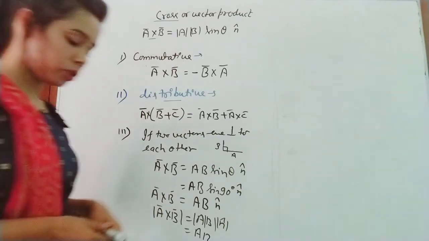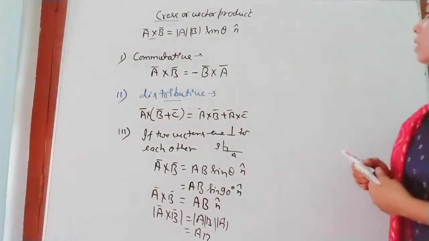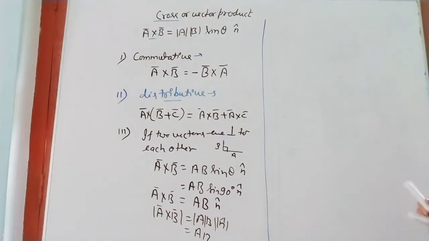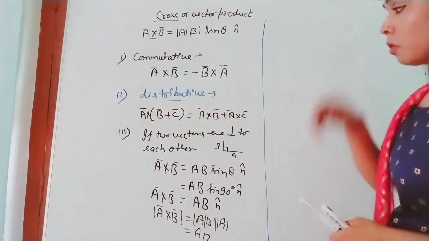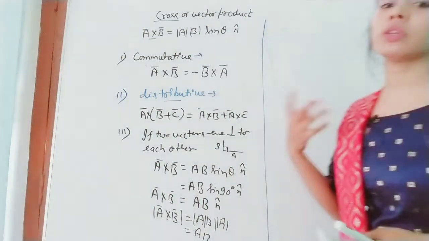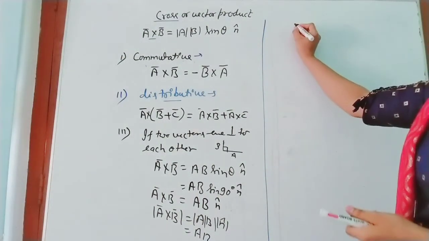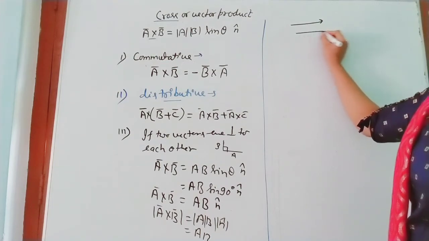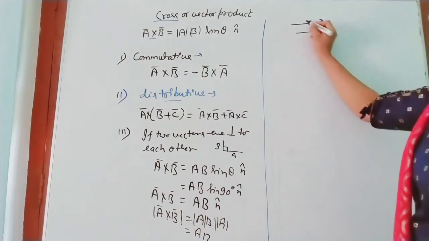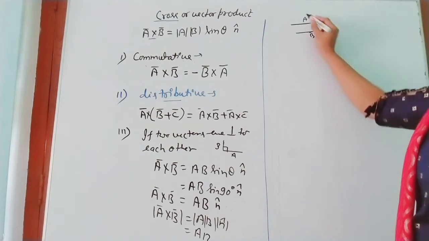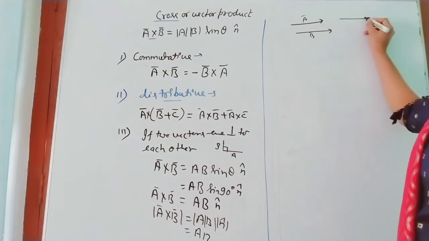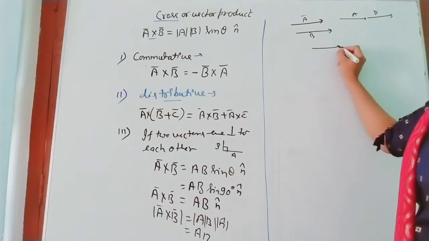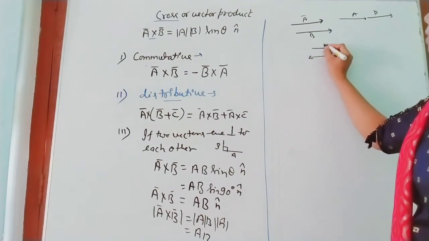Now the most important topic for the vector product that I am going to explain is, if we are trying to find the cross product of any two vectors which are parallel or anti-parallel. If two vectors are parallel or anti-parallel, vector A, vector B, this is A, this is B like this, or it is anti-parallel, A is like this and B is like this.